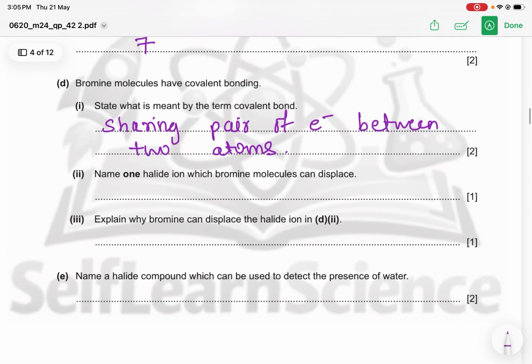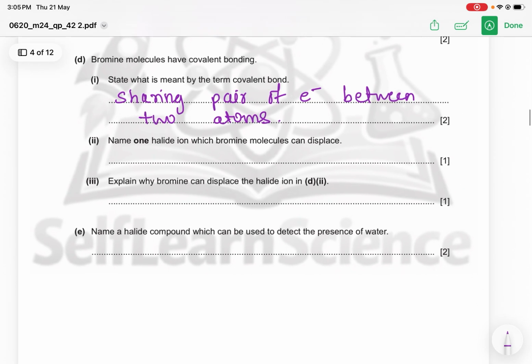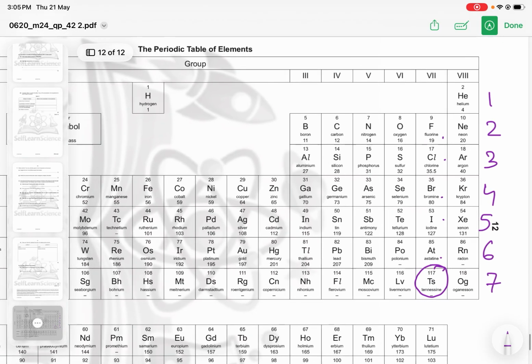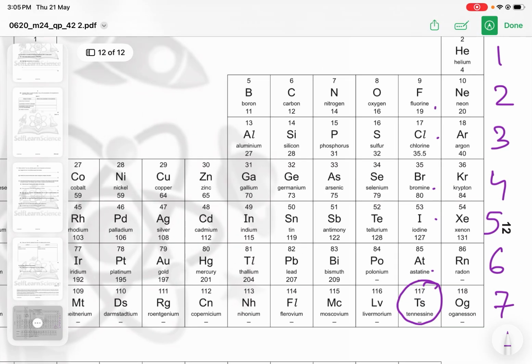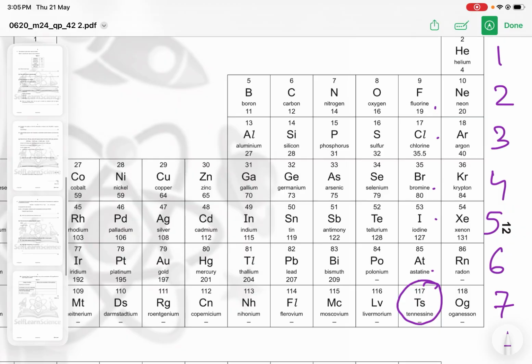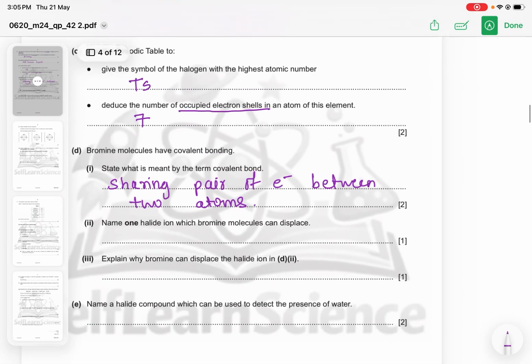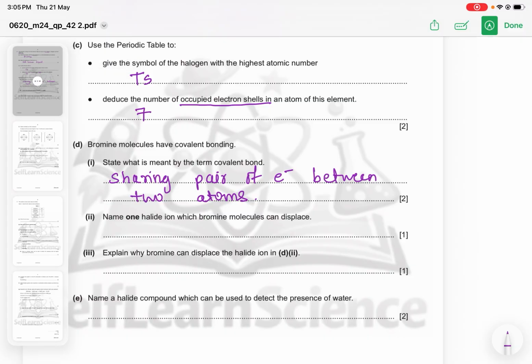Next, name one halide ion which bromine molecules can displace. We know that as we go down the group in group 7, the reactivity decreases. So the element which bromine can displace is iodine or any element below bromine. Again we'll check the periodic table. Below bromine we have iodine, astatine and tennessine. You can write the name of any one of these elements. So we'll write here iodide.